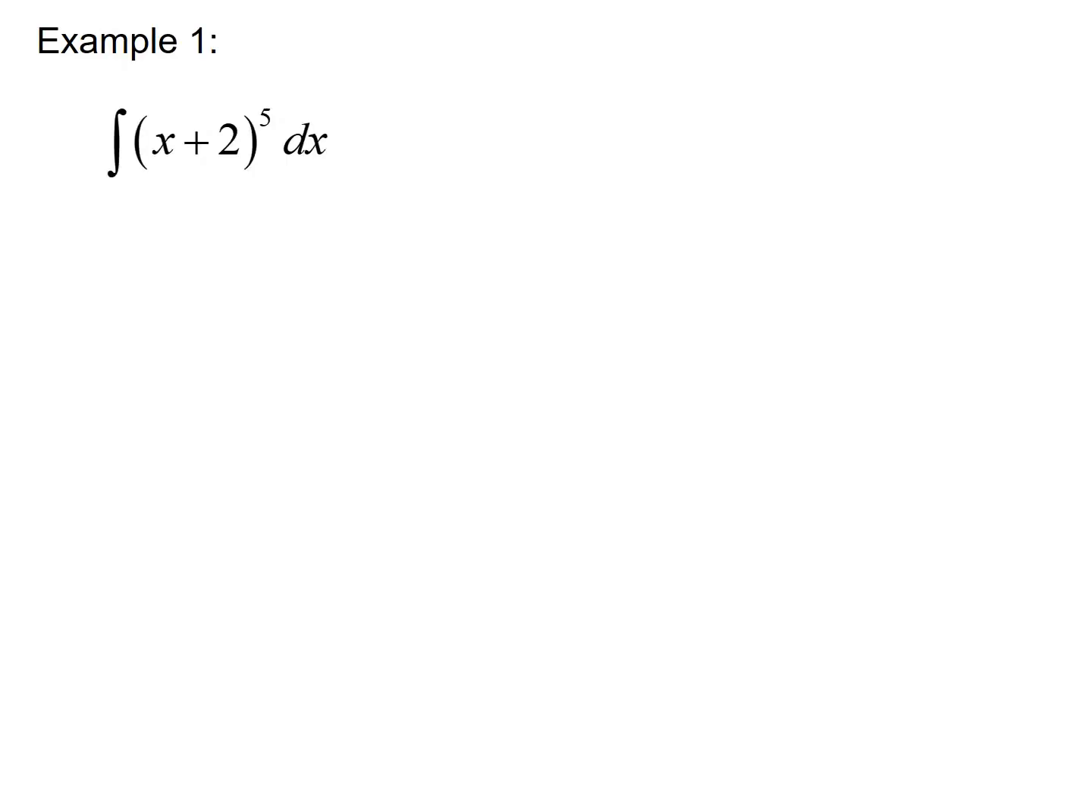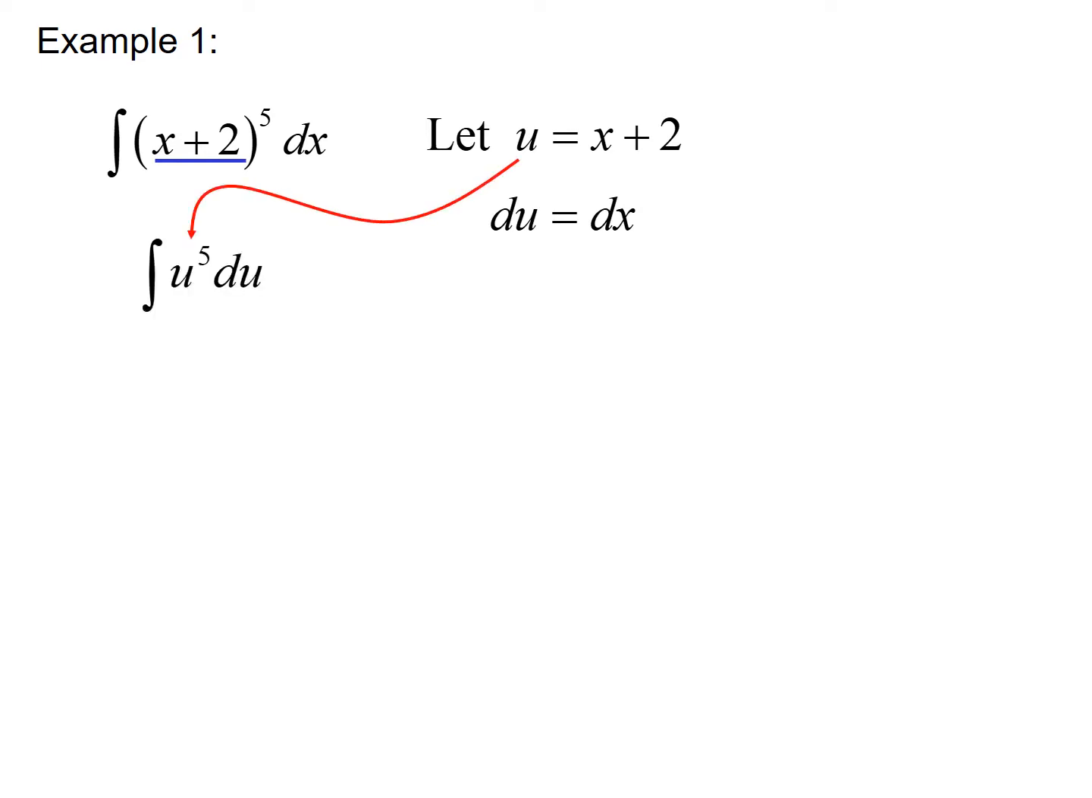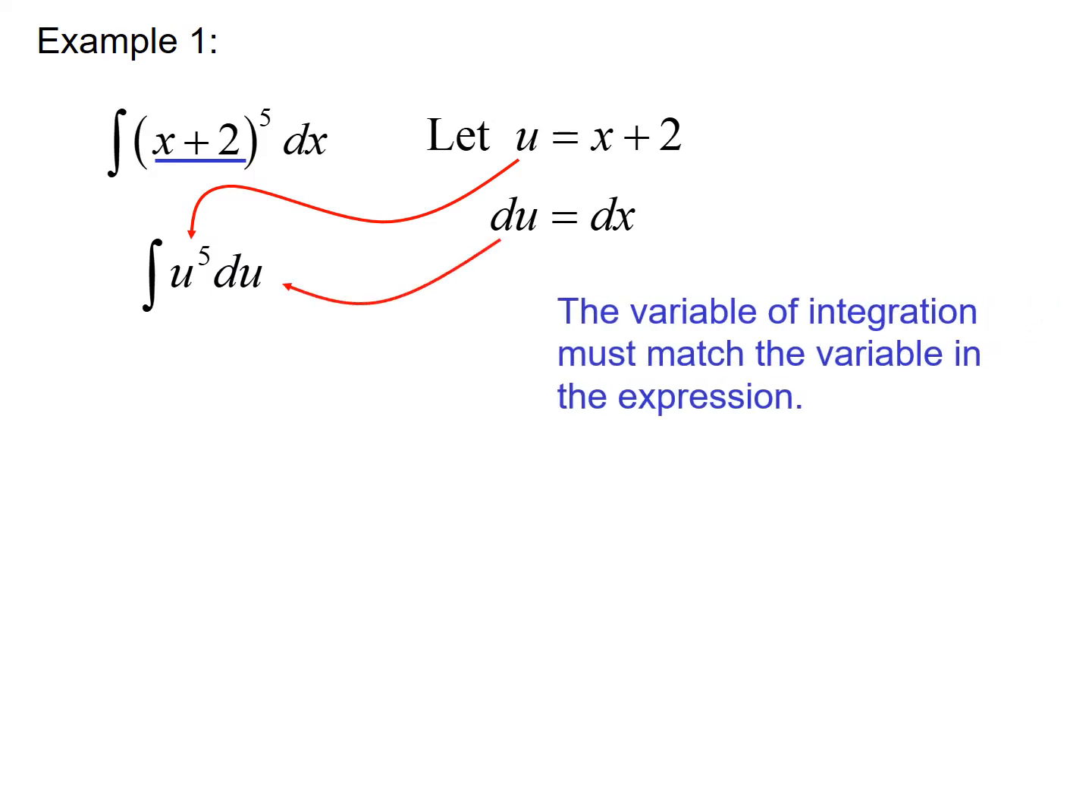Okay, so let's work through an example here and just see how things work. We have the integral of x plus 2 to the power of 5. We're going to take that x plus 2 and let that be u. If we took the derivative of u, we'd get du. If we took the derivative of x, we'd get dx. So if we replace x plus 2 with u, we get the integral of u to the 5th.